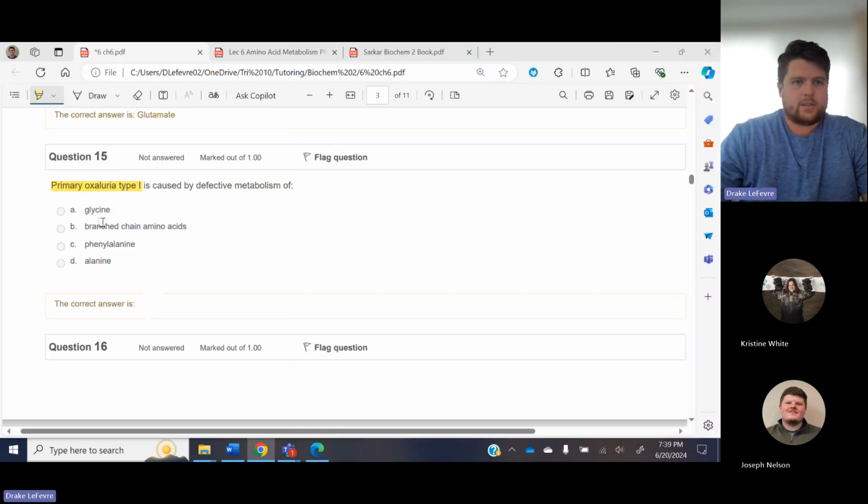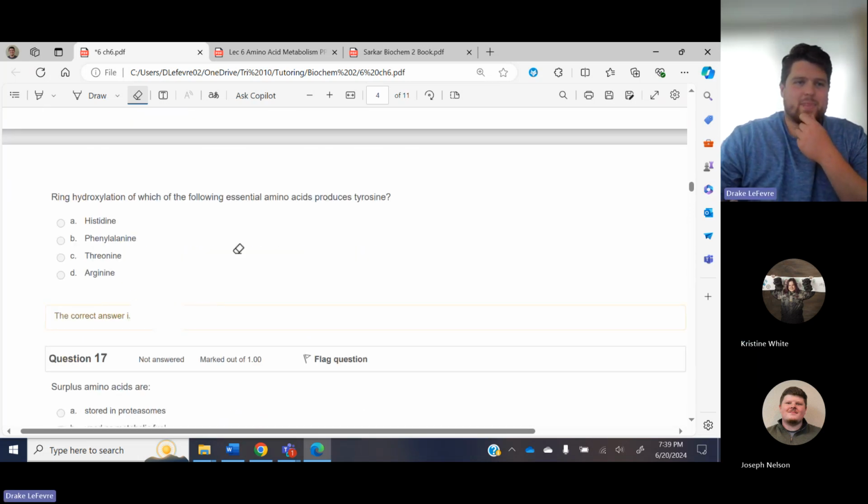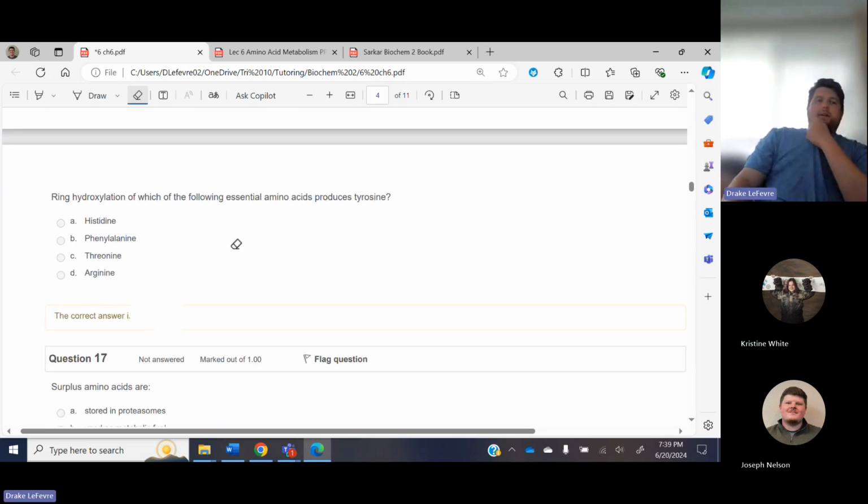It really does. This goes to show how bad oxalates are. Oxalate crystals give you kidney stones. Yep. Okay.